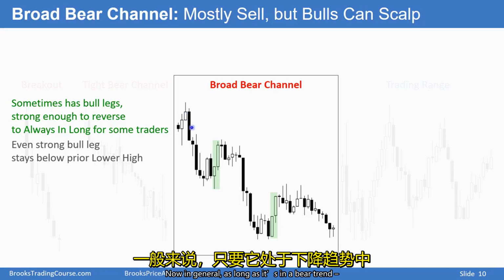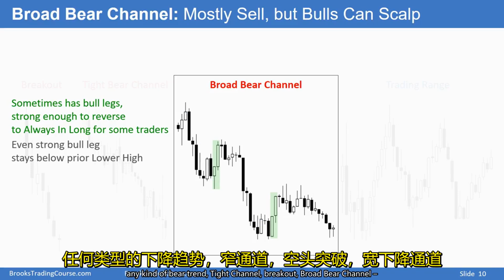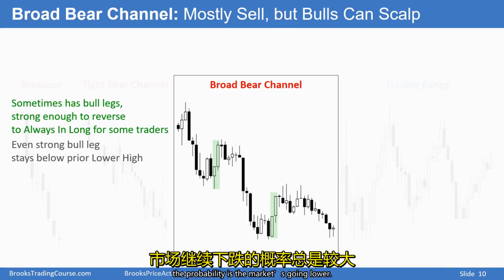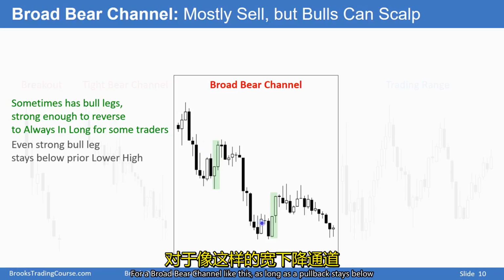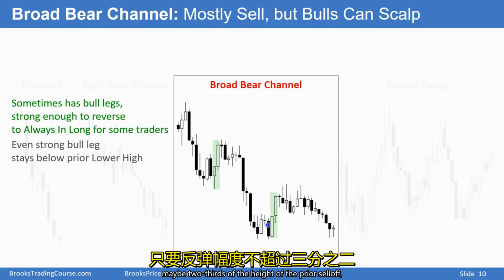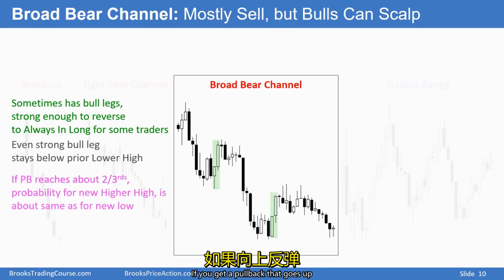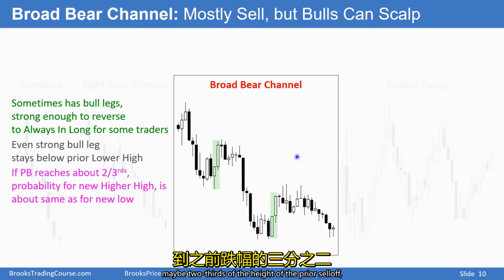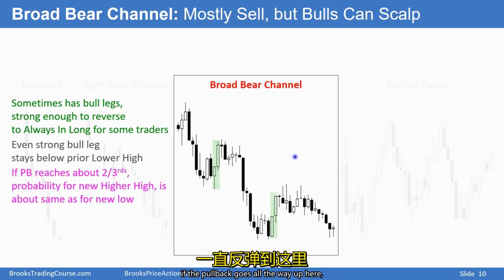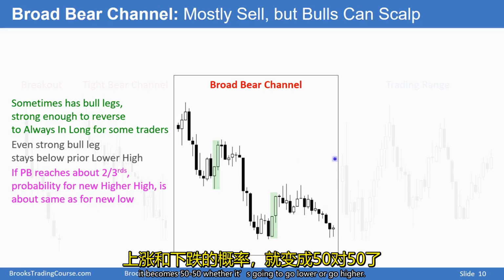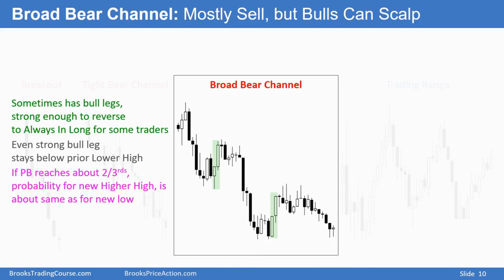Now, in general, as long as it's in a bear trend, any kind of bear trend, tight channel, breakout, broad bear channel, the probability is the market's going lower. And for a broad bear channel like this, as long as a pullback stays below maybe 2/3 of the height of the prior sell-off, the probability is the market's going lower. If you get a pullback that goes up maybe 2/3 of the height of the prior sell-off, if the pullback goes all the way up here, it becomes 50-50 whether or not it's going to go lower or go higher.